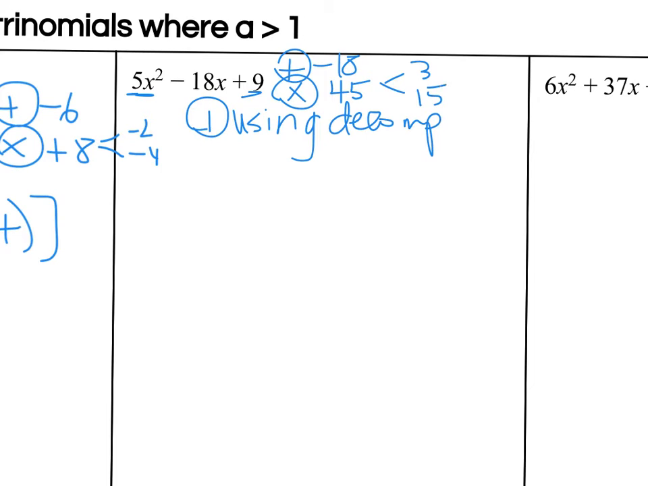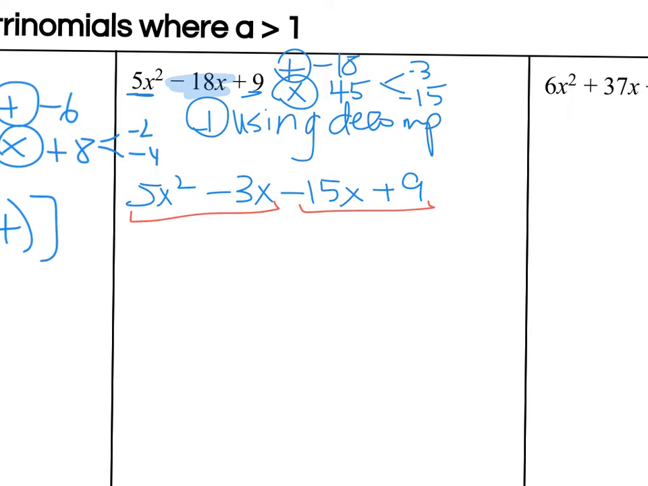3 and 15, both negative in order to get a positive 45. I'm going to split up the middle number, 18x, into minus 3x and minus 15x. So rewrite everything the same, but take the 18x and make it a minus 3x and a minus 15x. Keep the plus 9. Then I'm going to factor by grouping each of these two sections.